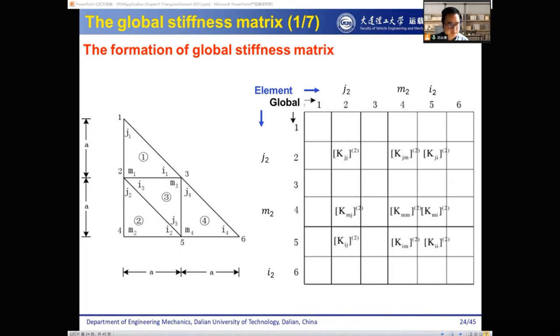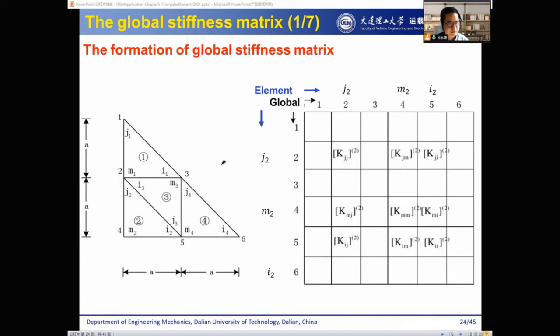Okay, let's have a look at the example here. So we have a structure here. We have a big structure, with nodes 1, 2, 4, 5, 6, 3. It's a big structure, and we mesh it with four elements: 1, 2, 3, 4.